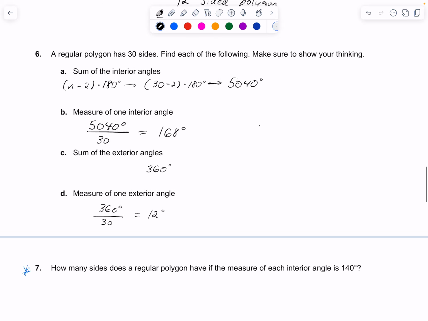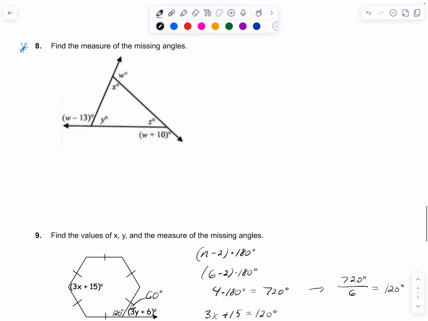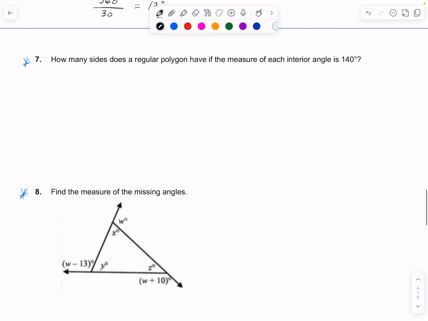You'll see I've already done number 6, so you can check out that key on Canvas. Let's do 2 more. I've already done number 9 as well down here. So let's do 7 and 8, and then we'll be finished.